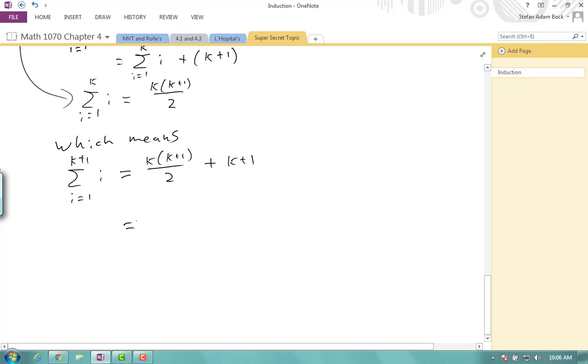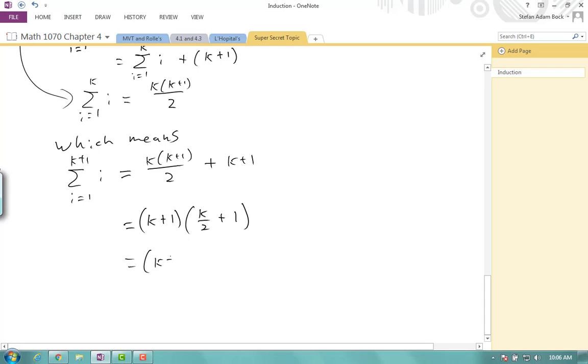And I'll play with this and see if I get something that looks like the formula I was supposed to get. So I can factor out a k plus 1, giving me k over 2 plus 1, right?